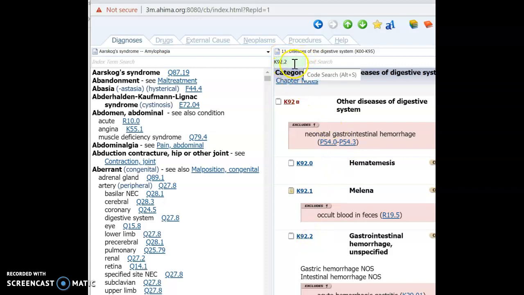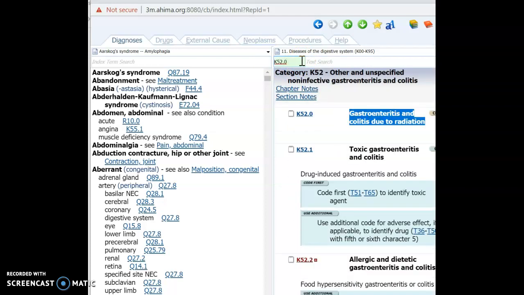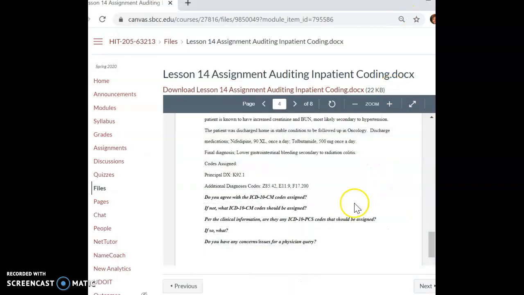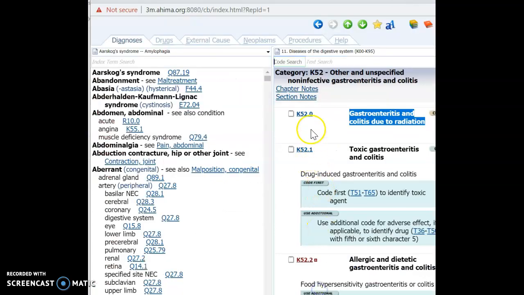The other thing that we need to address is the radiation colitis. I went through everybody's first before I did this video, and then I'll go back and put grades in. But as you can see here, radiation colitis, we need two codes. We have our principal diagnosis and then we need our second diagnosis, which will be number 2. And that code's going to be K52.0.